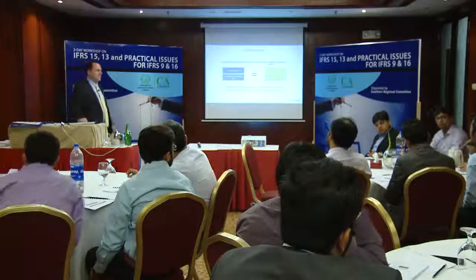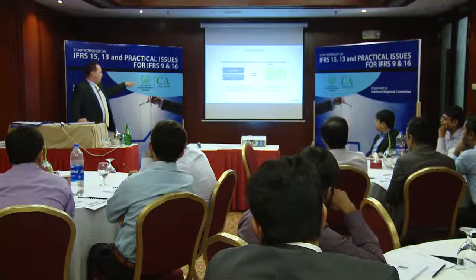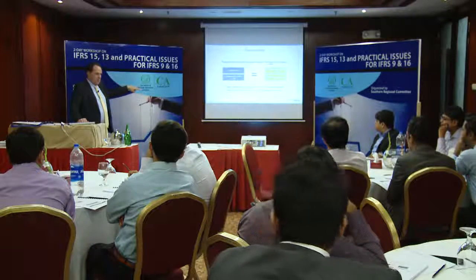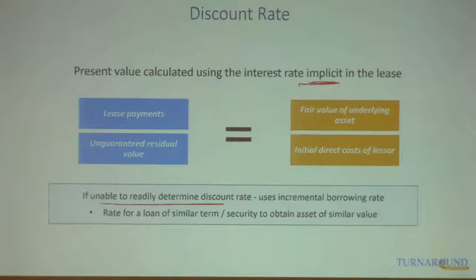Mike, I have a question. Yeah. So if we are going to implement the borrowing rate, generally a bank has two rates. One is a secure borrowing and the other one is unsecured borrowing. So which one will we go for? Well, the argument is you should use the rate for a loan similar to the security to obtain it. So it's usually, I would probably use a secure borrowing rate because the security is the underlying asset. Like if it's a piece of equipment and it's a traditional finance lease, the equipment is a security of the loan, right?